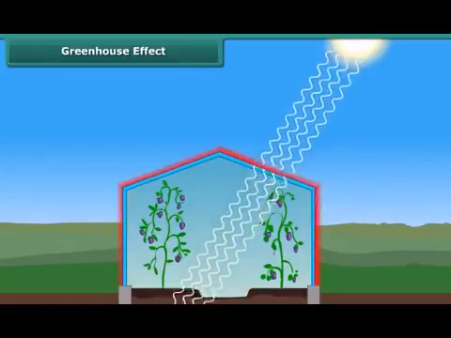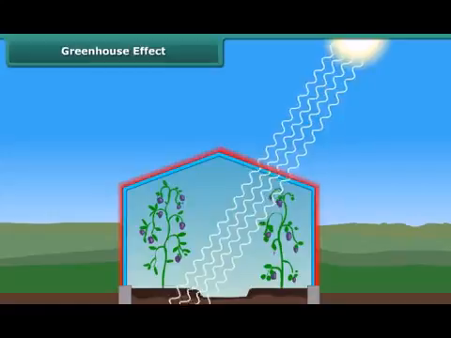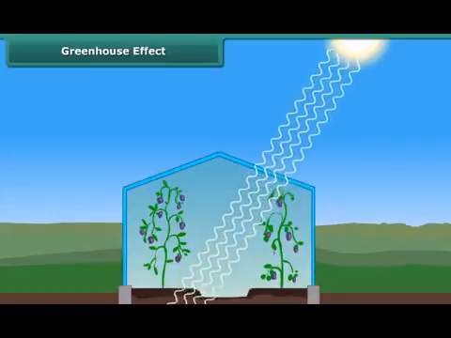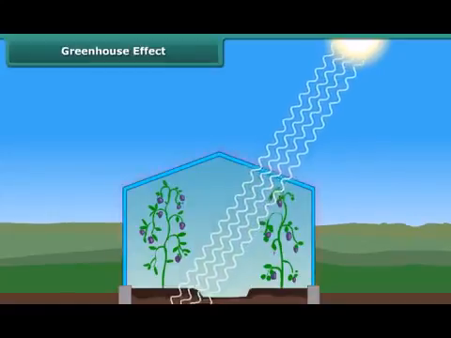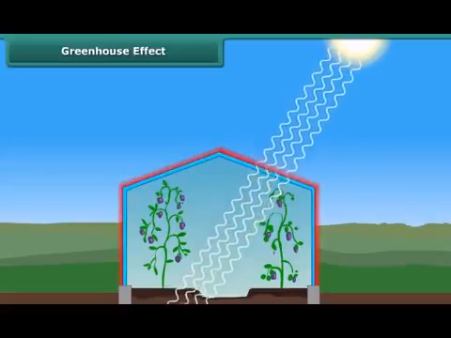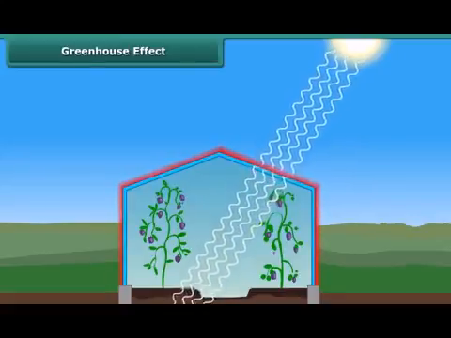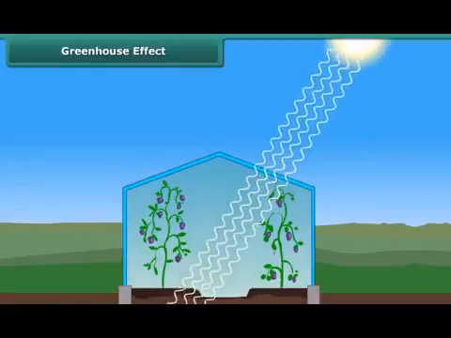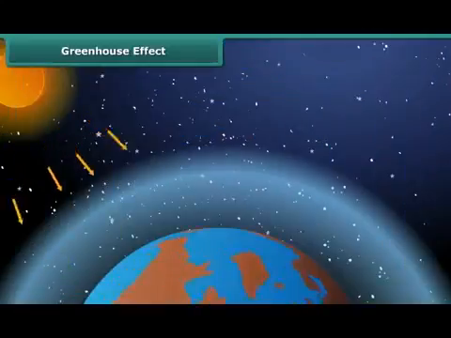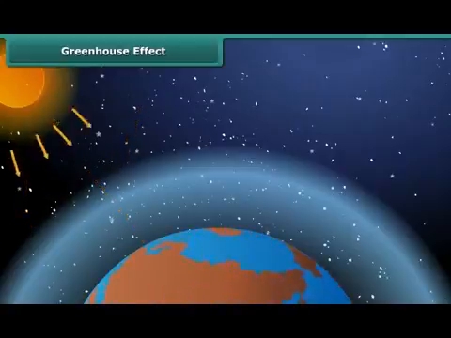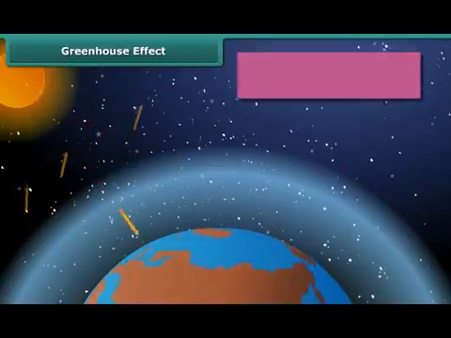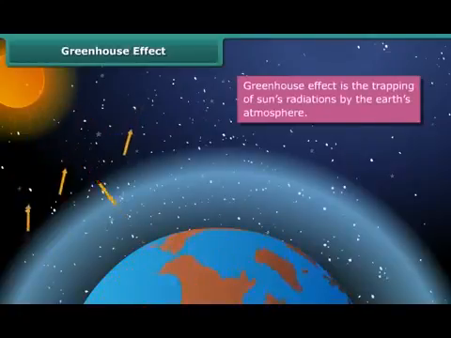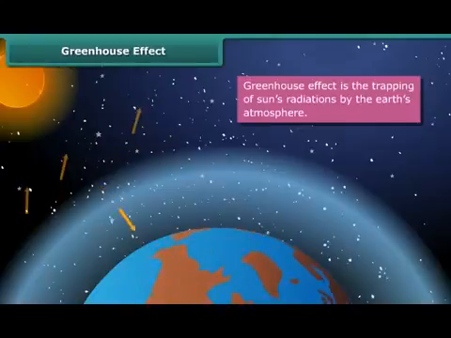That hot air is trapped inside, which makes a nice, warm and humid environment for plants to grow. Similarly, the greenhouse gases like carbon dioxide, methane and nitrous oxide in the atmosphere act like glass panes. When the sun's radiation reaches our atmosphere, some rays are reflected back into space and some are trapped by greenhouse gases, causing the atmosphere of the Earth to warm up.